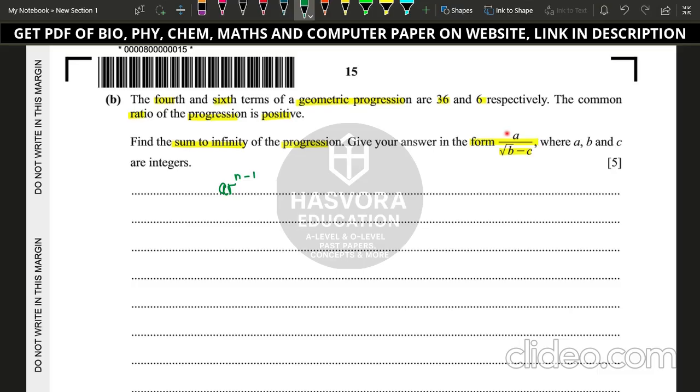It is the fourth term, it will be ar power 3. So ar cube will be 36, and your ar power 5 will be equal to 6. Now we have to find the common ratio. So the ratio will be, actually we cannot find the ratio right now.